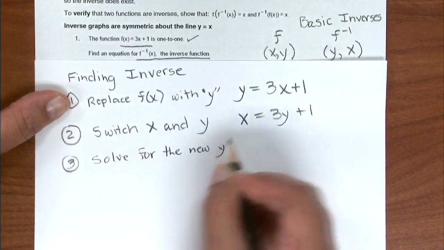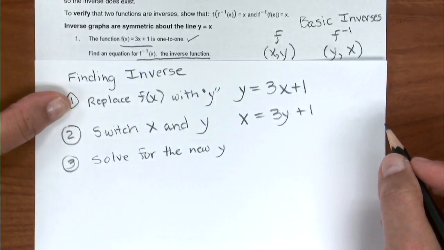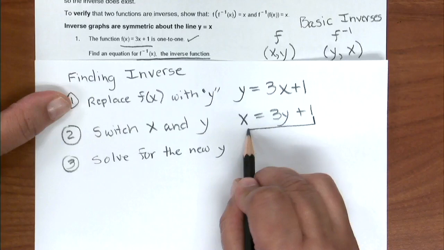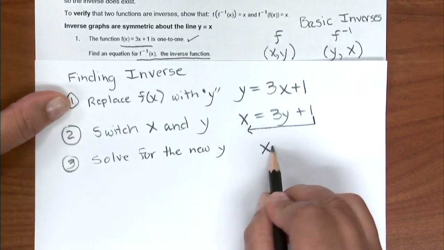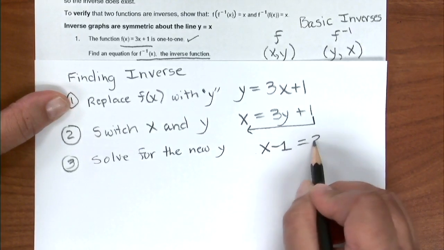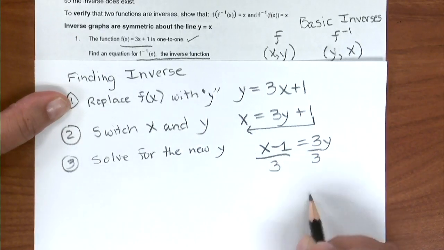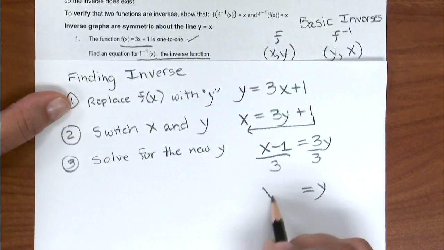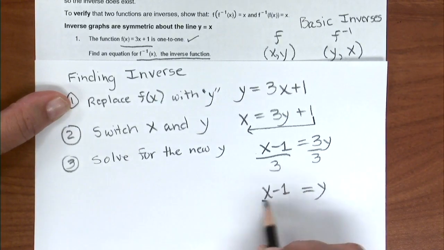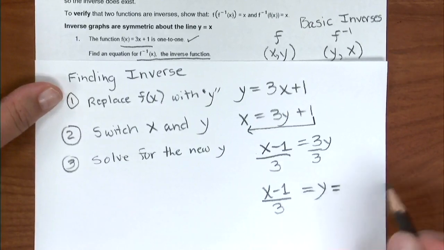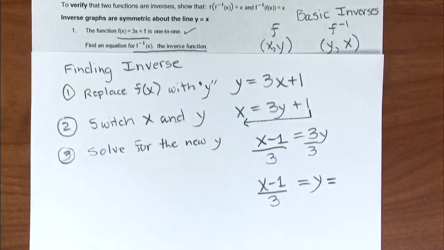And when you solve for that new y, you will have found the inverse. Okay, to solve for y, that means get y by itself. So bring the 1 over here, leaving the 3y on the right-hand side, then dividing that 3 right off of there. Okay, and by the way, once you get the y by itself, you're done finding the inverse.